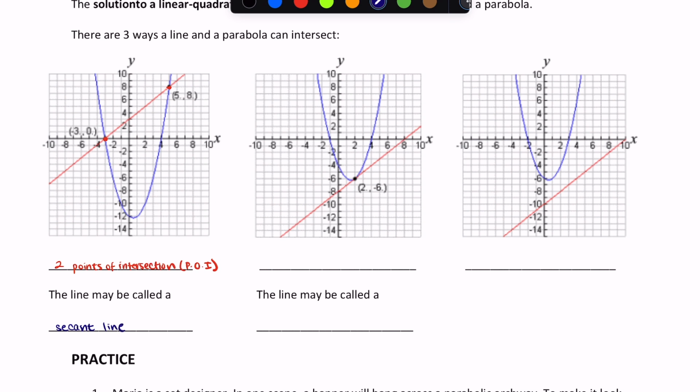Here, again, we see in the middle picture that the line crosses the parabola at 1 point. And so here there's 1 point of intersection. And this line may be called a tangent line. And then lastly, as we see in the picture on the right, there is no points of intersection.